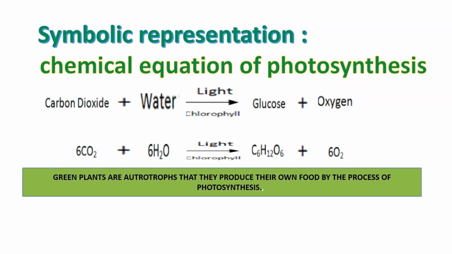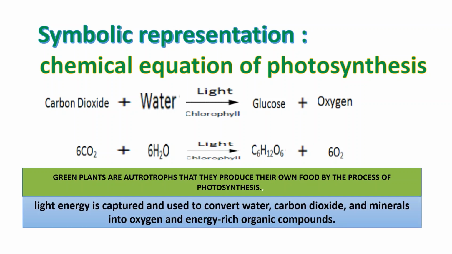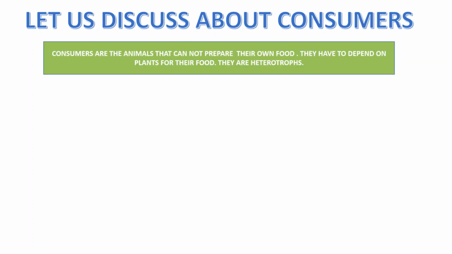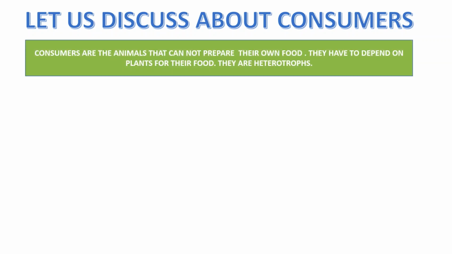So green plants are autotrophs; they produce their own food by the process of photosynthesis. Light energy is captured and used to convert water, carbon dioxide and minerals into oxygen and energy-rich organic compounds. Let us discuss consumers. What do we mean by consumers? Consumers are the animals that cannot prepare their own food. They have to depend on plants for their food. They are heterotrophs.